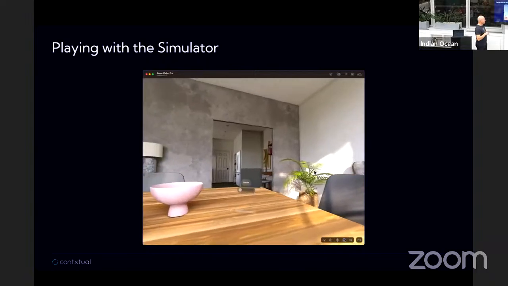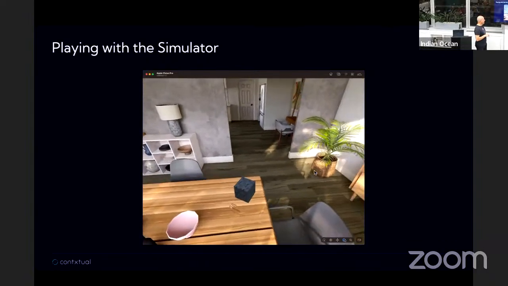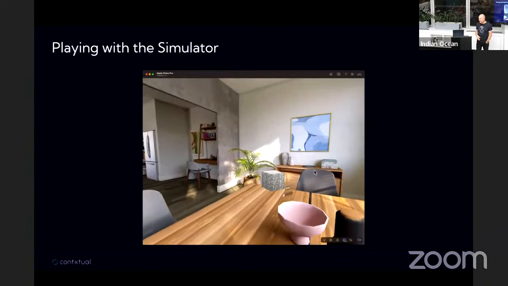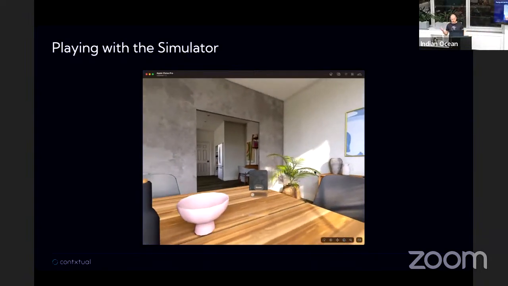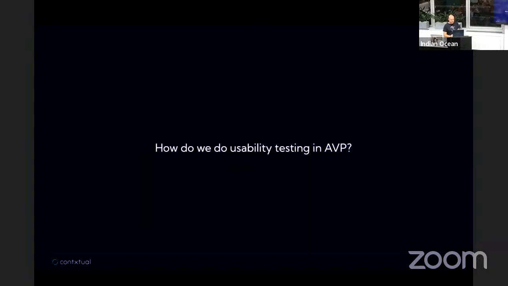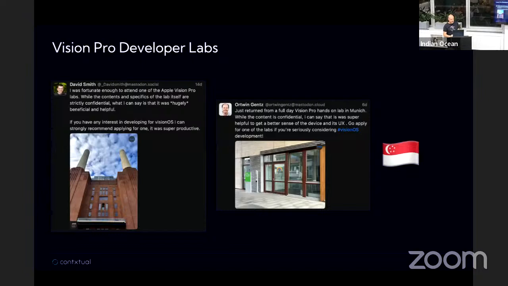So for us at the moment, this is a great playground and we're exploring a whole bunch, even using the simulator and just getting around in the simulator, the different experiences that are obviously there by default is really informative for us. And as I mentioned, one of the questions that we're really keen to answer is can we do usability testing in AVP?